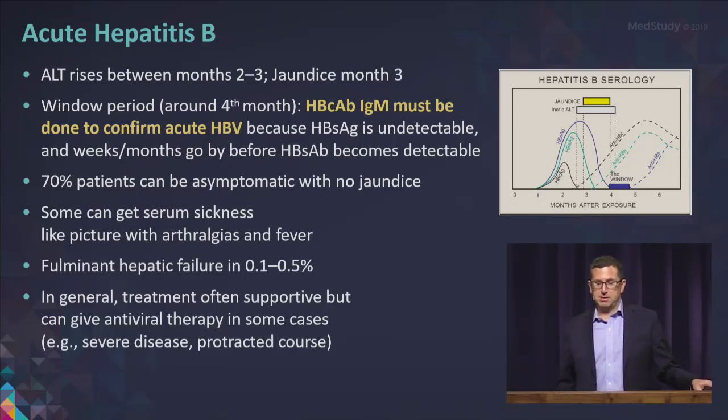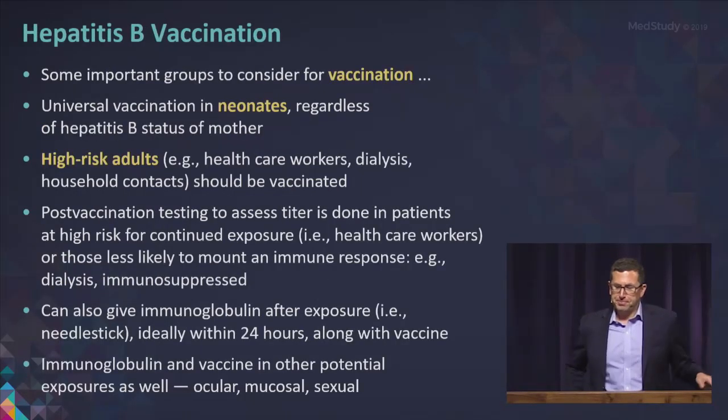Some could get a serum sickness-like picture with arthralgias and fever. And in general, it's usually supportive care, but in some cases, particularly if it's a severe or protracted course, you may need to give antiviral therapy.